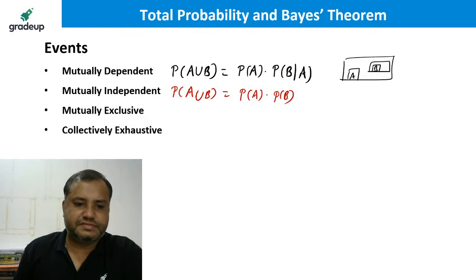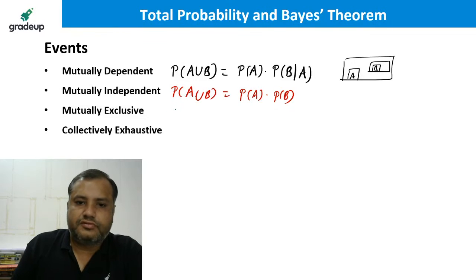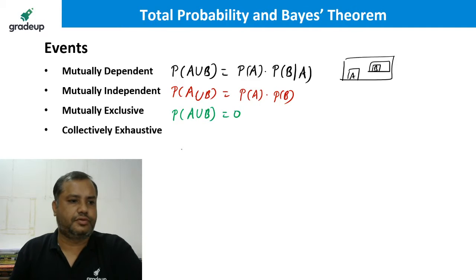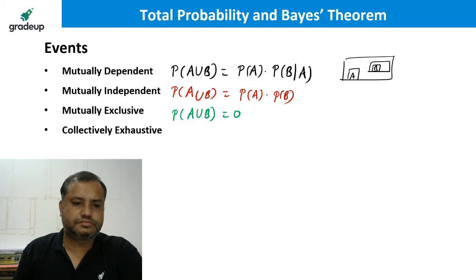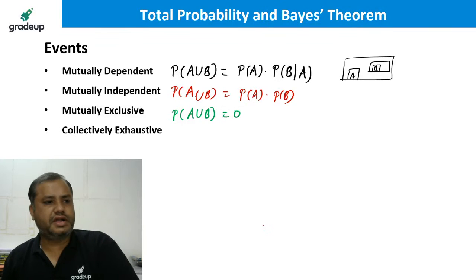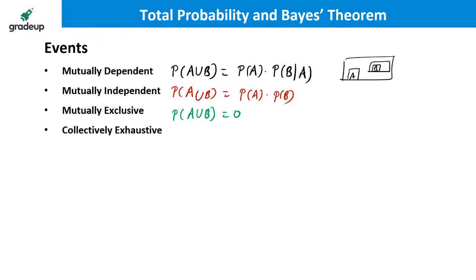See the third case. For mutually exclusive events, joint probability of A and B will be 0. Got it? No response?